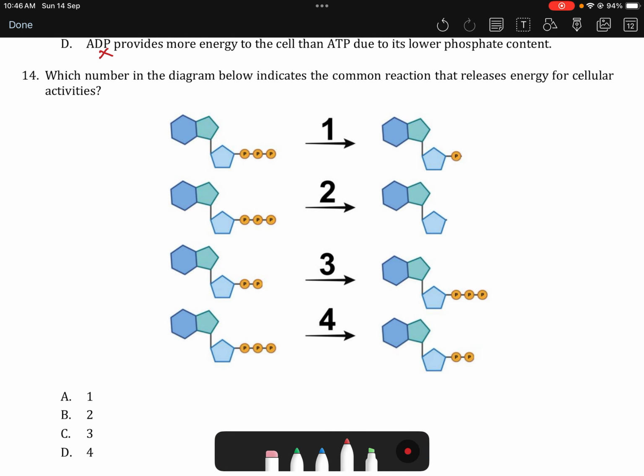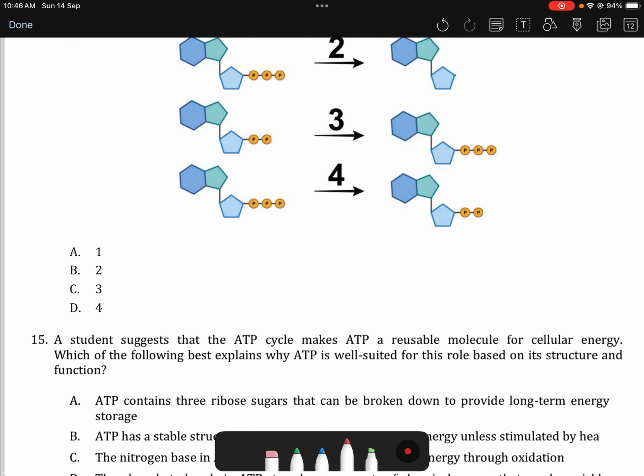Which number in the diagram indicates the common reaction that releases energy? So when ATP breaks down to ADP, this shows energy is released. Okay, so we need to see the phosphates. So 1 2 3. Yes, this side is okay, but over here we have only 1. This is wrong. 1 2 3, okay, this is correct. Over here nothing, so this is wrong. It is 1 2, and on the other hand side it is 1 2 3. Wrong, because we need 3 here. So this is wrong. So 1 2 3, this is ATP. It breaks down to ADP. Yes, this is the correct one. So this is which number?